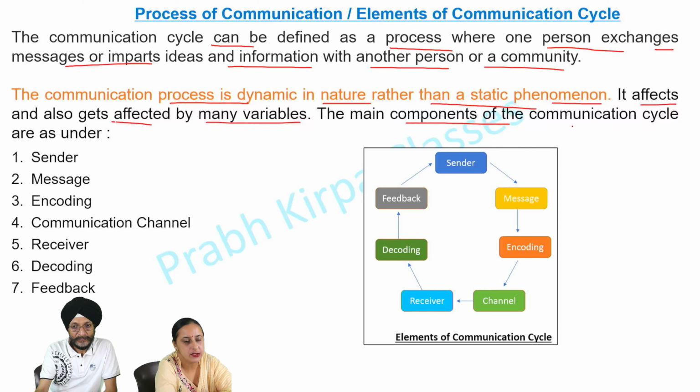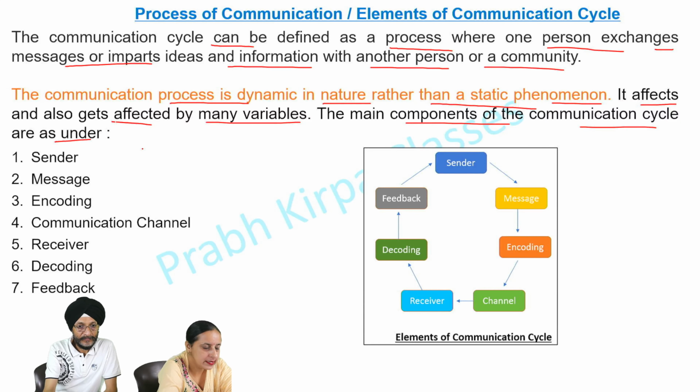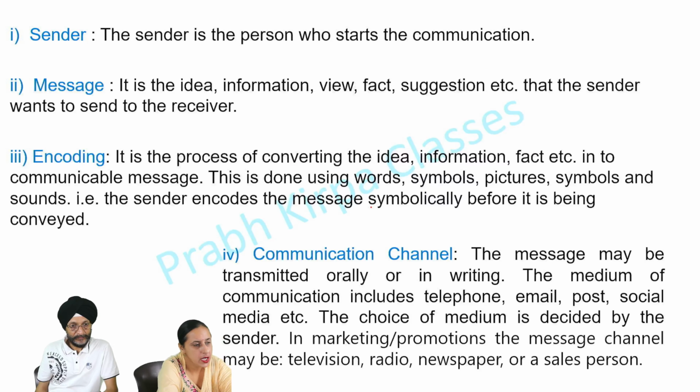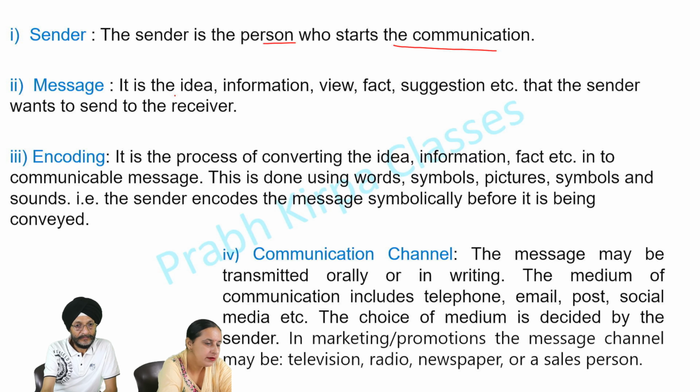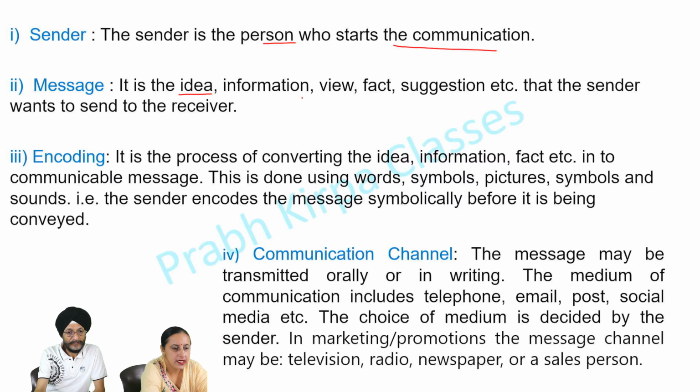The main components of the communication cycle are as under: number 1, sender; number 2, message; third, encoding; fourth, communication channel; fifth, receiver; sixth, decoding; and seventh, feedback. Now, number 1, sender. The sender is the person who starts the communication. Number 2, message. It is the idea, information, view, fact, suggestion, etc. that the sender wants to send to the receiver.